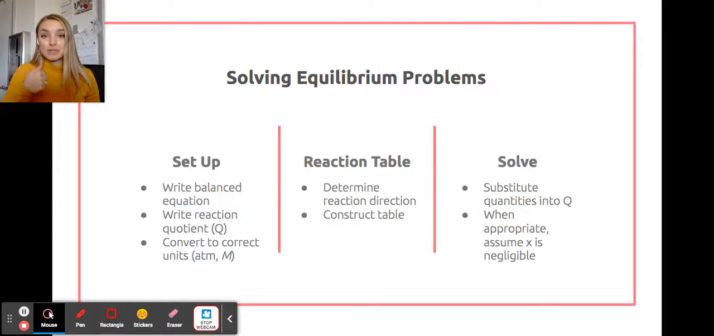Determine your reaction direction by comparing Q to K. So that will determine what your signs for X are, and then construct and fill in your table. Finally, you can solve. Substitute your quantities into Q, so use your equilibrium quantities or solve for a particular X. So you are able to plug that in and solve all of the remaining unknown values. And when it's appropriate, when you're solving, you can assume that X is negligible. And there you have it, how to solve equilibrium problems.